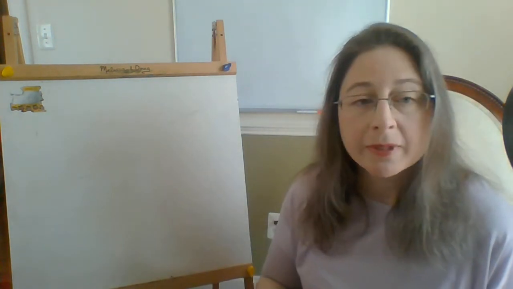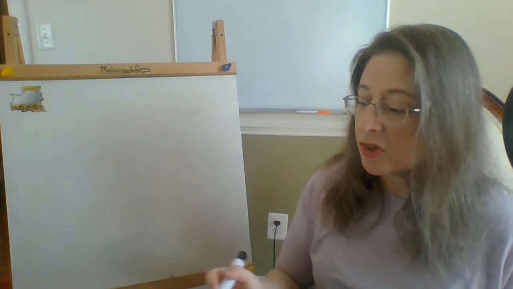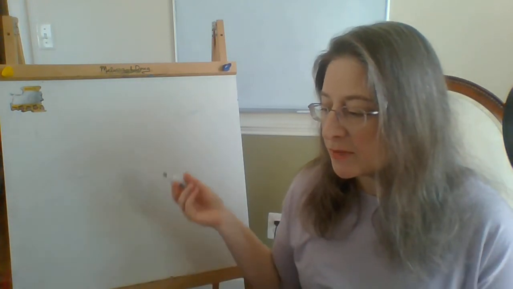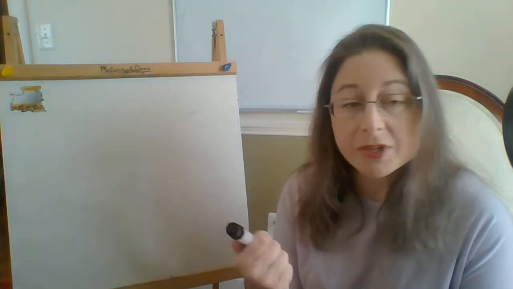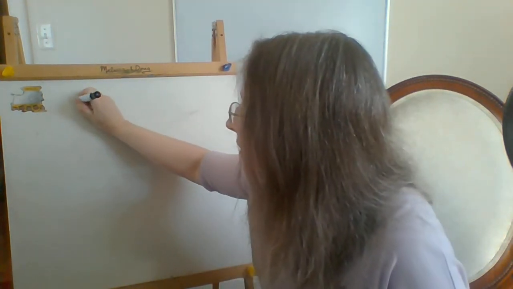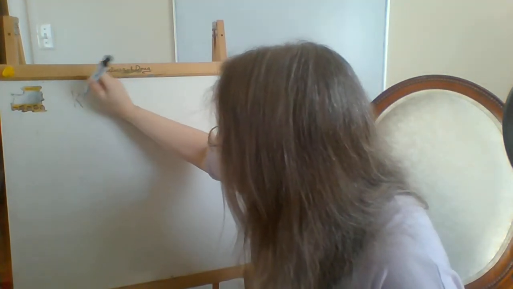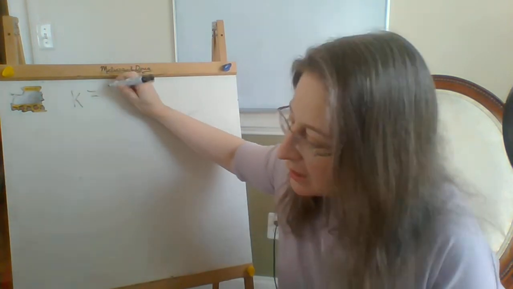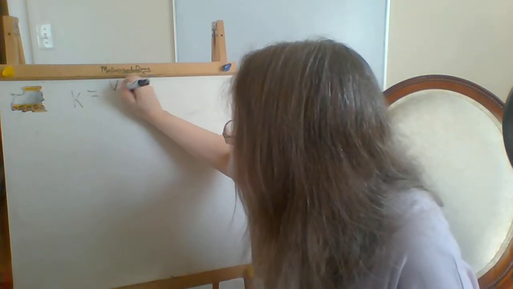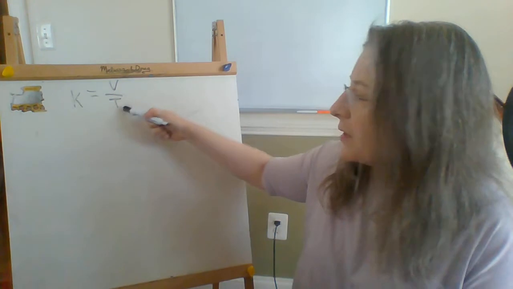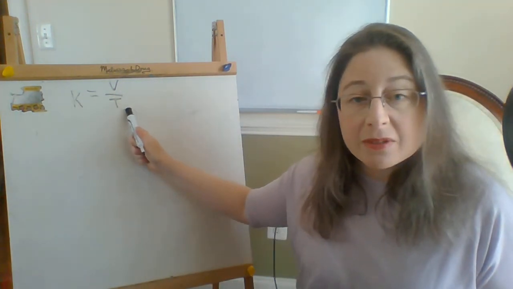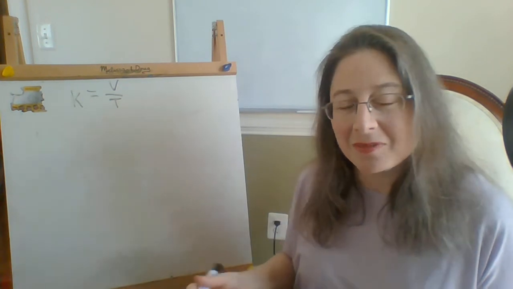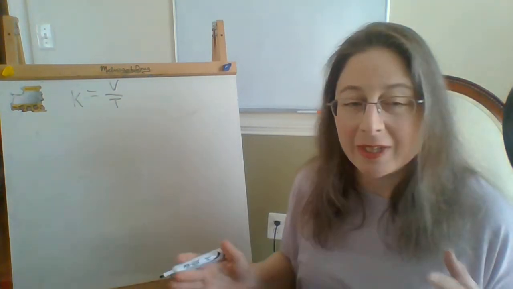And here's why. Because when we look at Charles' law, temperature and volume are linearly proportional when pressure is constant. Linearly proportional means that when volume goes up, temperature goes up. Well, here's the thing. You cannot have a zero in the denominator of a fraction. We all know that's an undefined number, right?